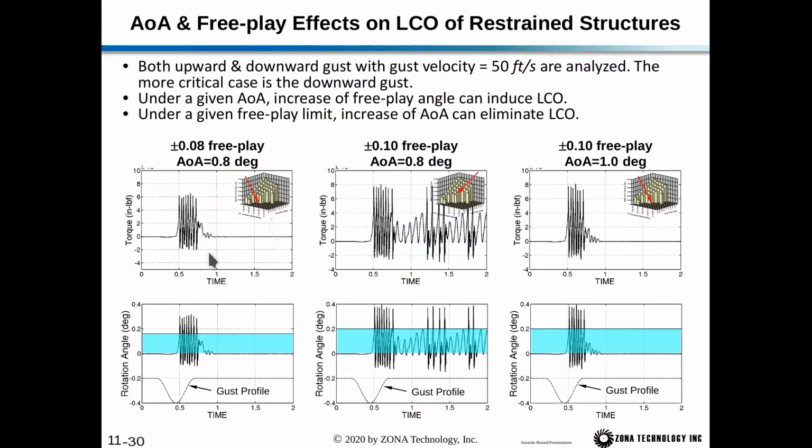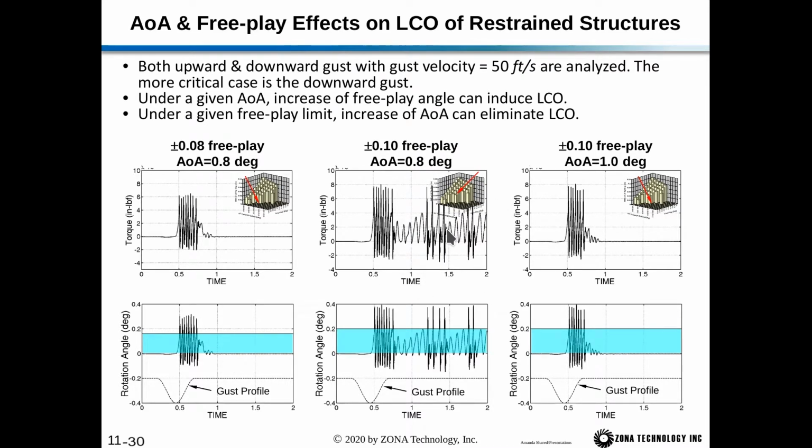So if we start out at this condition where the LCO disappears, we have our free play angle of plus or minus 0.8 degrees, and the angle of attack is 0.8 degrees. Now, if we increase the free play angle to plus or minus 0.1 degrees, we now have LCO occurring. So by increasing the free play angle, we've now allowed LCO to develop.